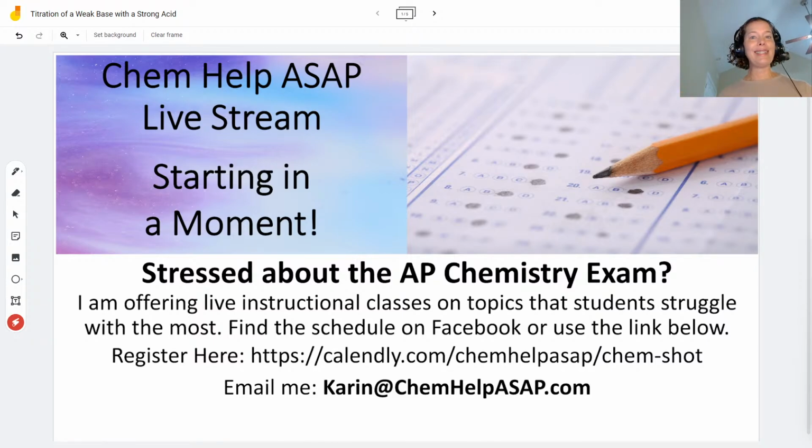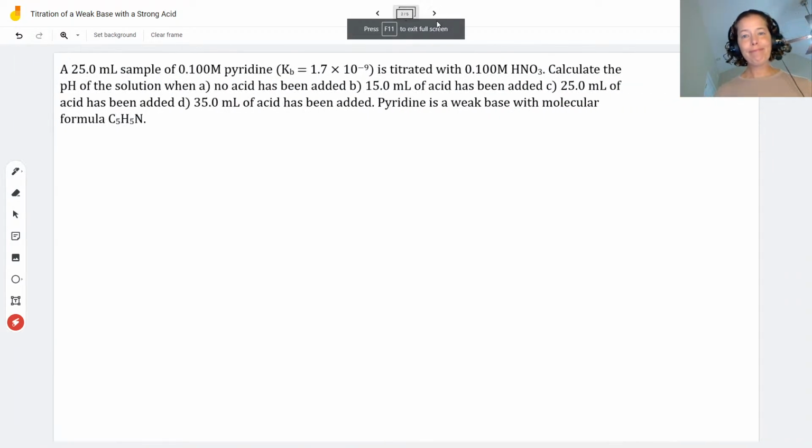Okay, with that being said, let's go ahead and jump into our titration problem. All right, so I'll just read it. It's got obviously different parts to it. So we've got a 25 milliliter sample of 0.1 molar pyridine. We give the KB for that, and it's titrated with 0.1 molar nitric acid, which is a strong acid. So we want to calculate the pH of the solution in 4 different scenarios.